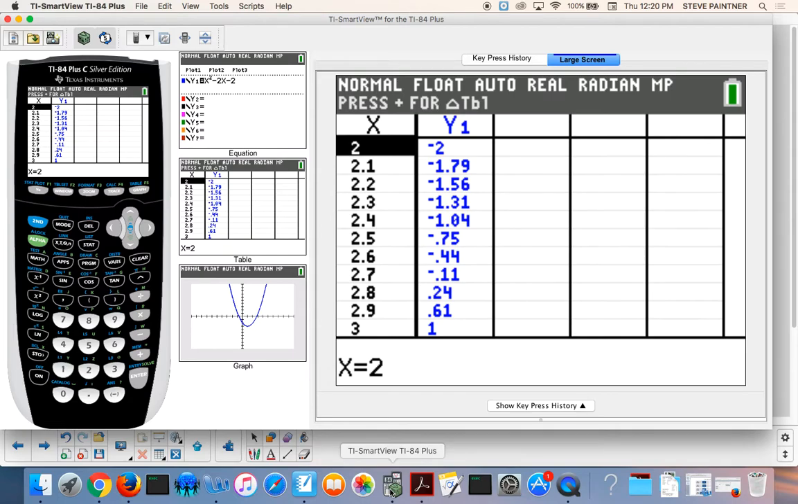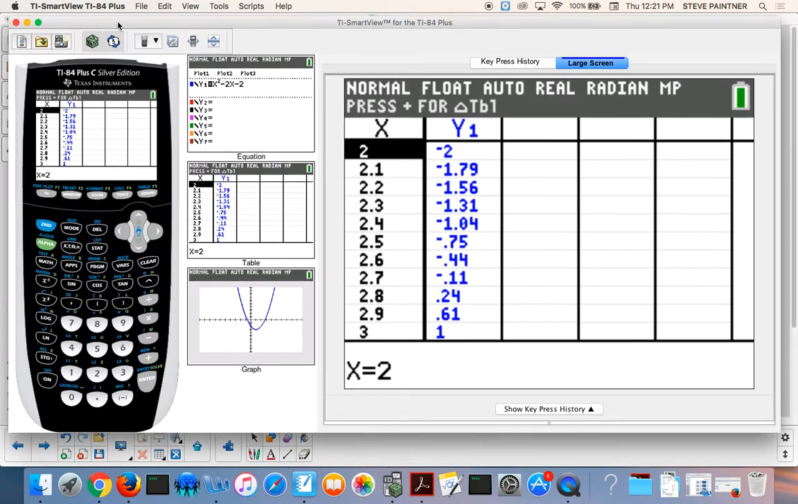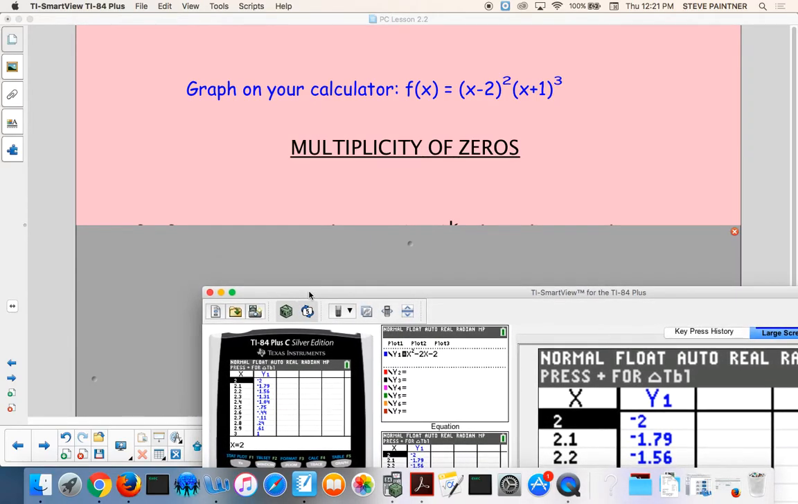Okay, what's the second quantity, guys? X what? X plus 1. X plus 1, cubed. Okay. Are you sure? Yeah. Okay. X minus 2. All right. X minus 2 squared, x plus 1.